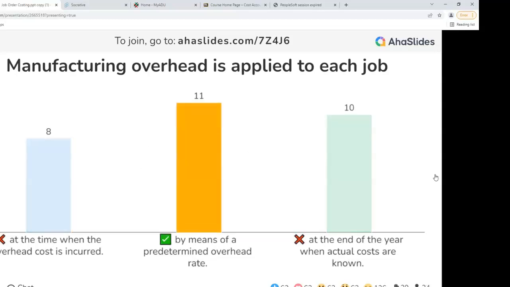Always on a predetermined overhead rate. Not at the end of the year. I don't know what they are. How can I assign costs to the goods I produced in January, the first month of the year? I don't know what the overhead is going to be, actually. The only way we can do this is with the predetermined overhead rate.